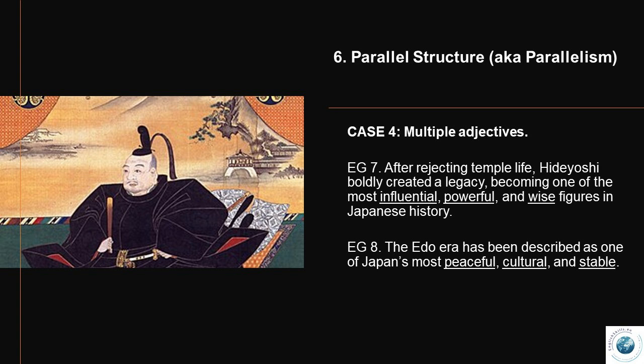In this type of sentence, it is easy to see again why using a parallel structure avoids overemphasis. After rejecting temple life, Hideyoshi boldly created a legacy, becoming one of the most influential, one of the most powerful, and one of the most wise figures in Japanese history.